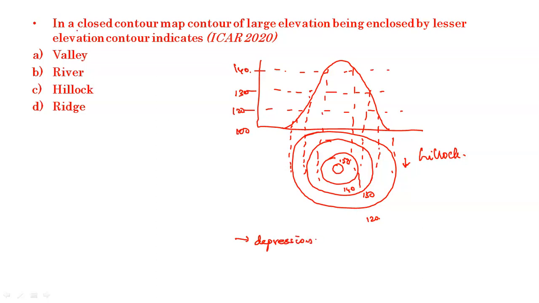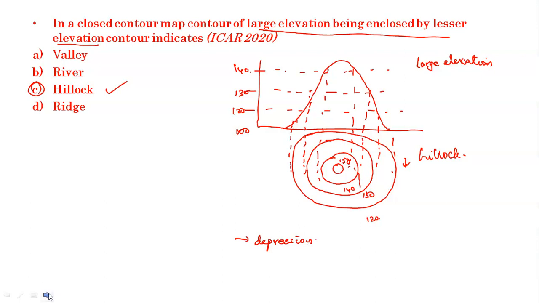See in the question, a closed contour of large elevation enclosed by a lesser elevation. Large elevation in the sense it represents the 150 and 140 area, which is enclosed by the small elevation of 120. So it represents the hillock. So option C is the correct answer.